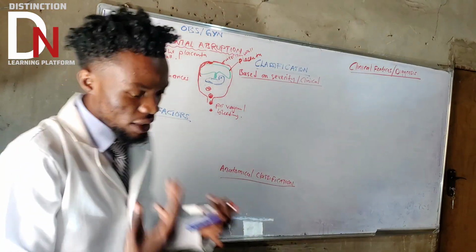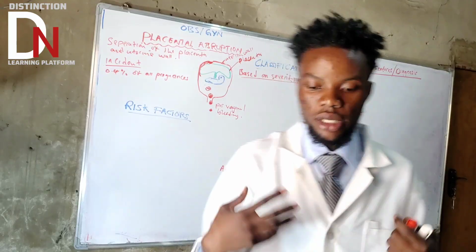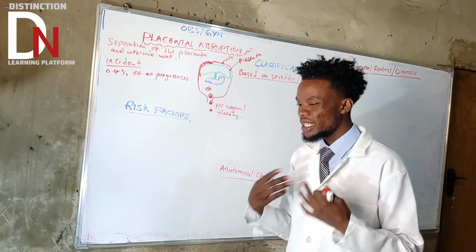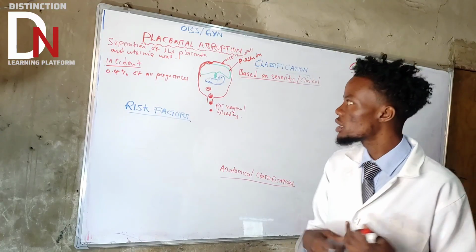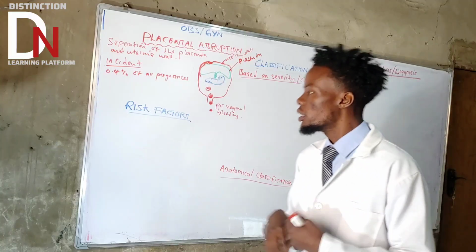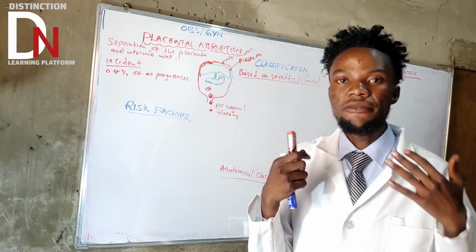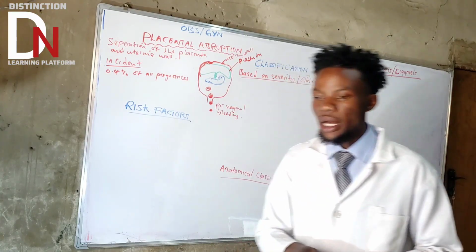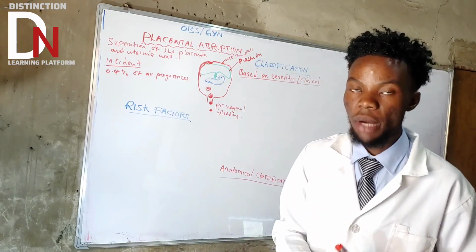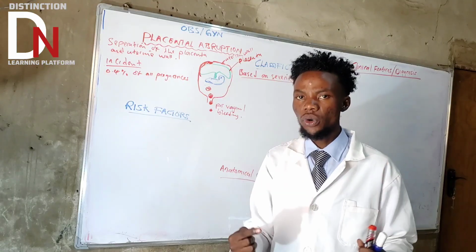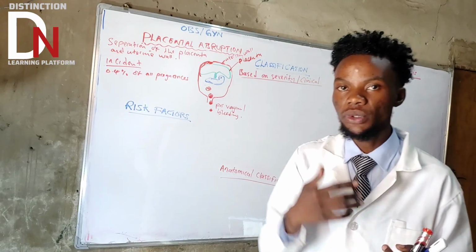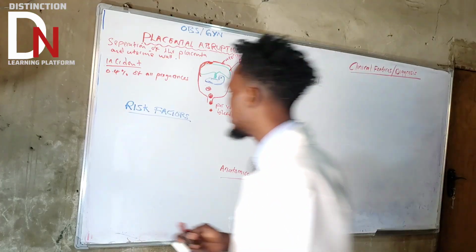Now, since we've understood placental abruption, let's talk about what can predispose someone to this dangerous obstetric emergency. Let's talk about the risk factors. You are going to be asked about the risk factors for abruptio placenta, because you need to know them so that you can prevent it in future.